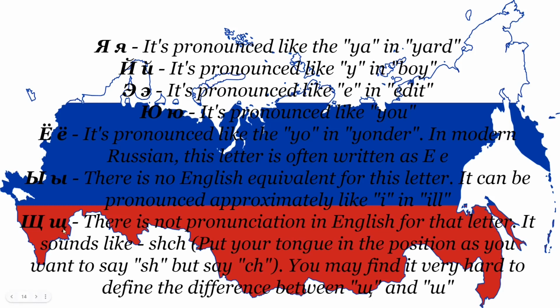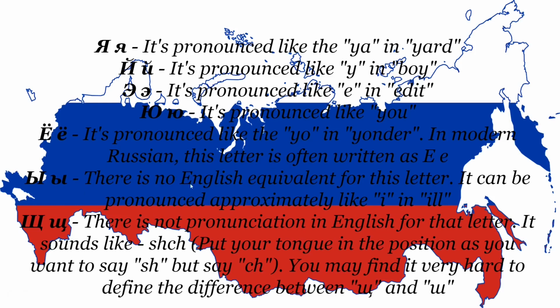Next we have the sh sound, which sounds a bit like pronouncing SHCH: sh, and then ch, and you say them together and it makes the shch sound.